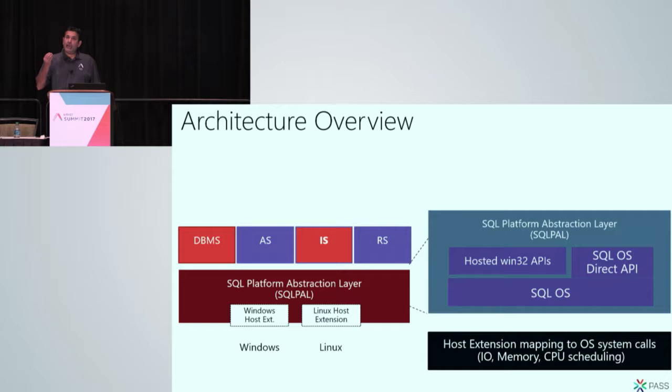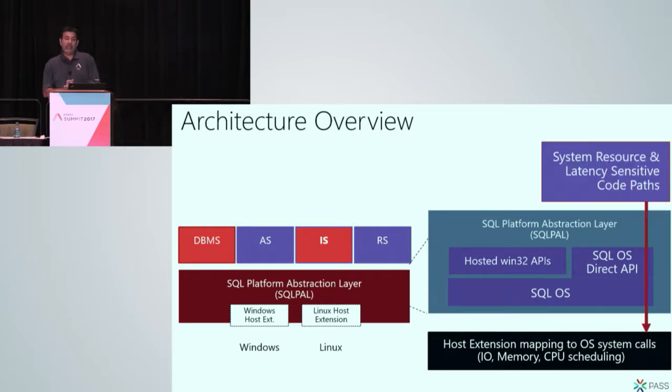And those APIs then are translated to this HE, or the host extension layer, which maps it to native Linux calls. So things like thread management, memory management, debugging, streams, just 5 classes of operations are actually supported there.